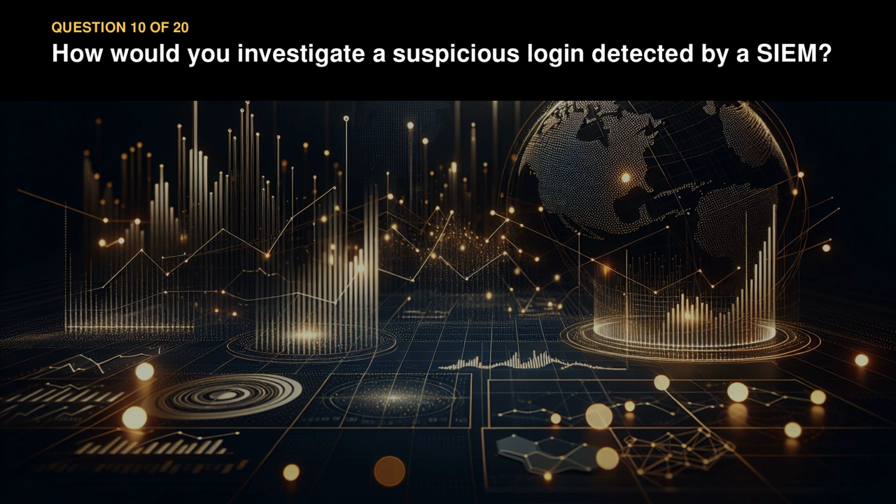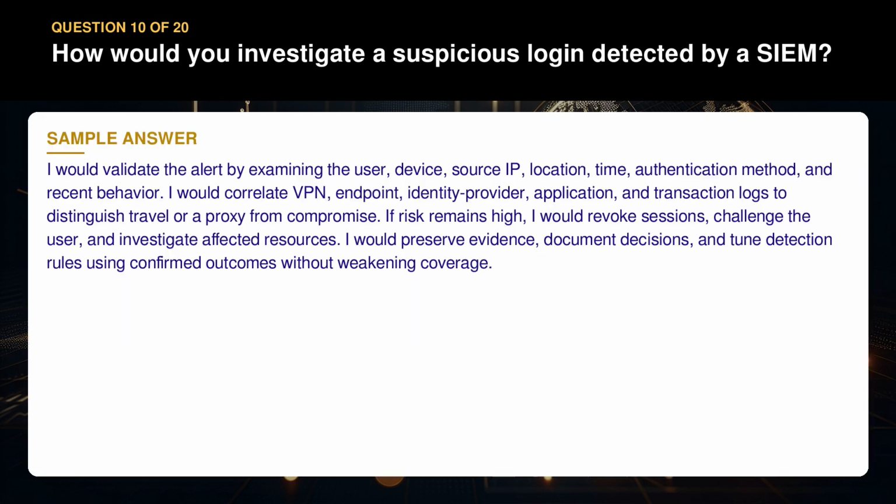Question 10. How would you investigate a suspicious login detected by a SIEM? I would validate the alert by examining the user, device, source IP, location, time, authentication method, and recent behavior. I would correlate VPN, endpoint, identity provider, application, and transaction logs to distinguish travel or a proxy from compromise.